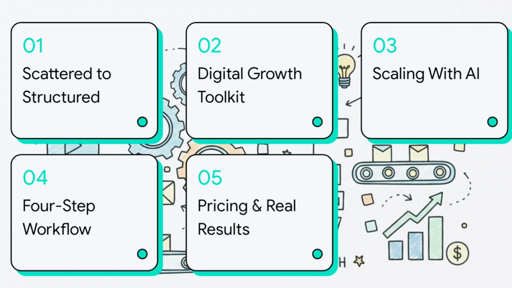They end up treating the symptoms of bad marketing instead of just building a reliable system. To get us from chaos to absolute clarity, here's our roadmap for today. We'll start with moving from scattered to structured, dive into the Digital Growth Toolkit, look at scaling with AI automation, walk through a quick 4-step workflow, and finally, we'll wrap up with pricing and some real-world results.